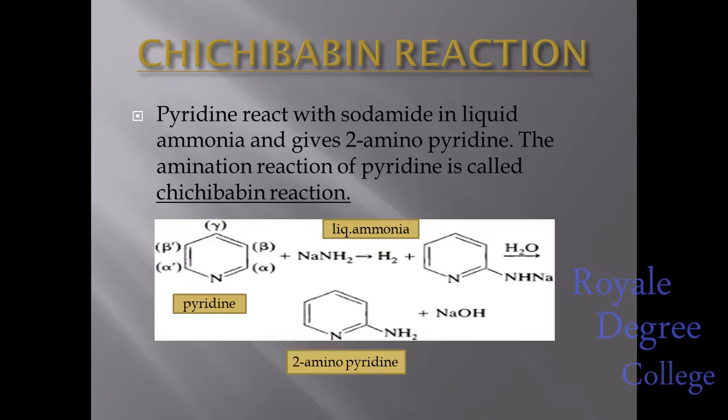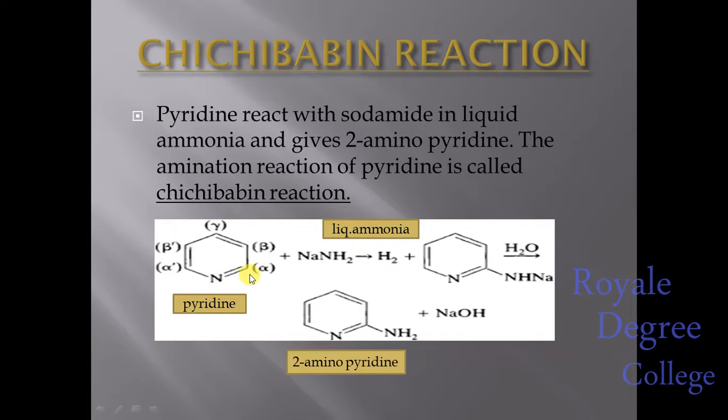Now we will see about the Chichibabin reaction. Pyridine reacts with sodamide in liquid ammonia and gives 2-aminopyridine. The amination reaction of pyridine is called Chichibabin reaction. See the reaction here, girls. As we are taking the pyridine, in that we are adding sodamide NaNH2, and the reaction will take place in the presence of liquid ammonia.